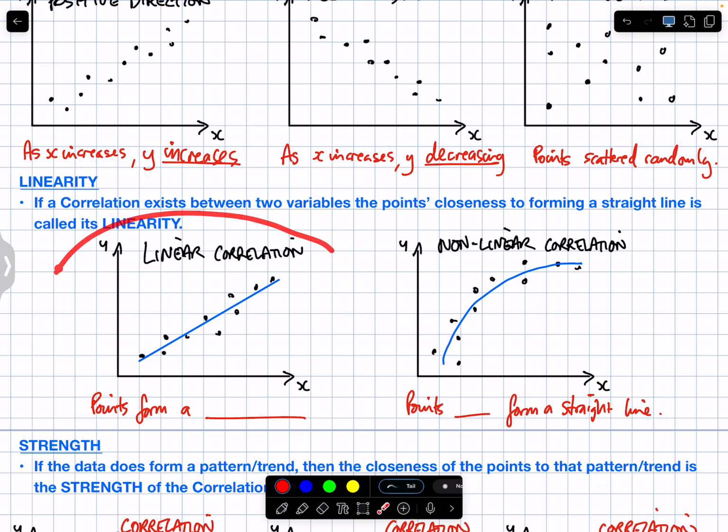So if I look here, this is what a linear correlation looks like. Are all those dots perfectly on the line? They're kind of spread out. But if I look at the shape of what those dots form, does it look like a straight line? So that's a linear correlation. Points form a straight line. A nonlinear correlation, as soon as you don't see a straight line, points do not form a straight line, it's nonlinear.